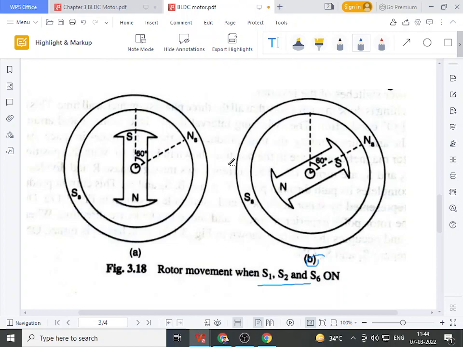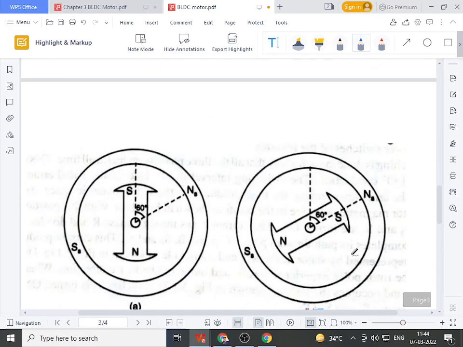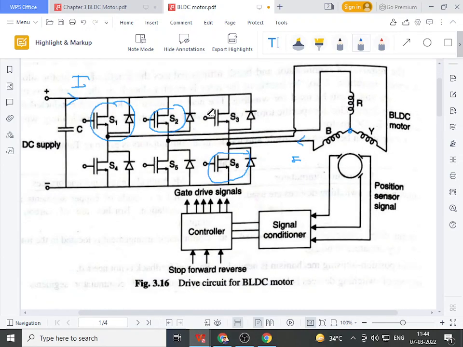Next one is S4. Okay, so once the rotor attains this second position, at this moment there will be a change in switching sequence. So in this switching sequence we turn off S1, while S2 and S6 remain under turn on condition, and at the same time we have to turn on the third switch, that is S4.